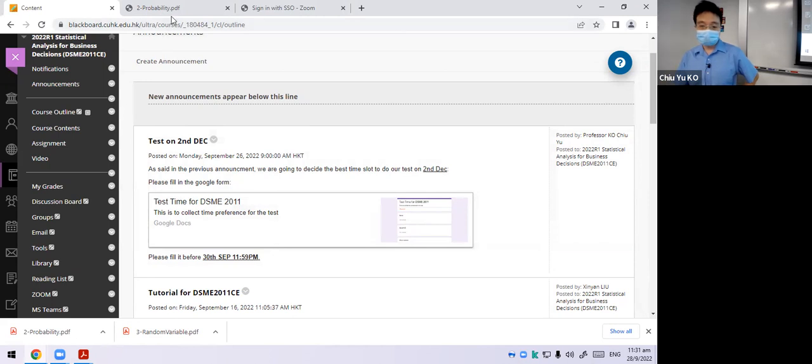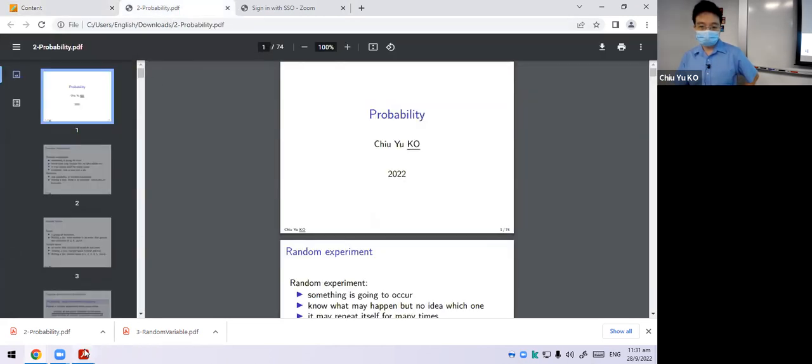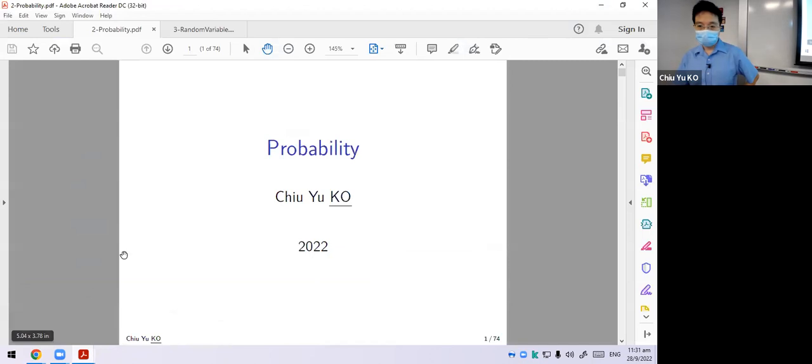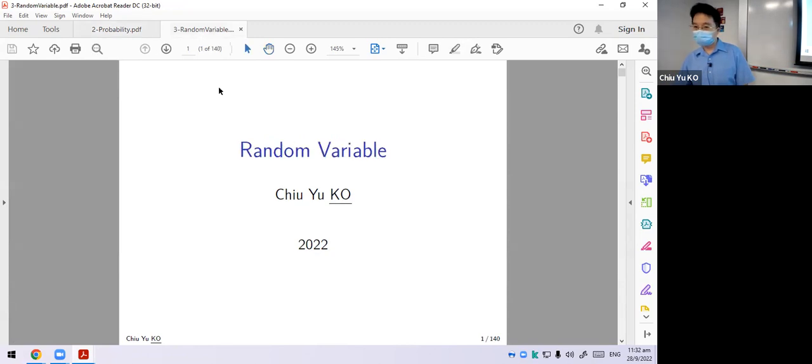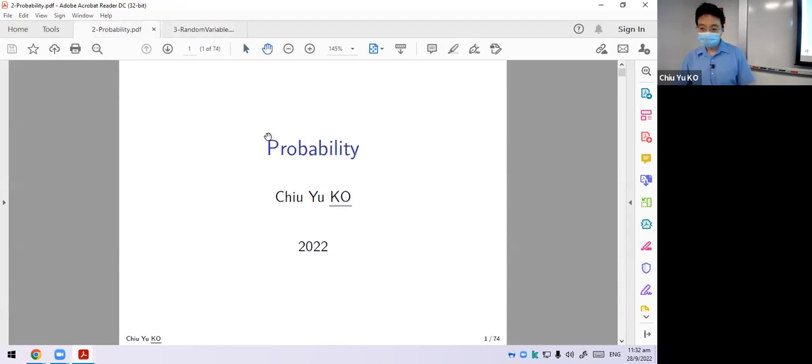And the goal today, as I said, is that we have to finish the probability topic. Mainly we'll finish Bayes' rule and also the combinatorics, and we'll start some random variables. So to begin, let's very briefly review what we have been doing for this topic.